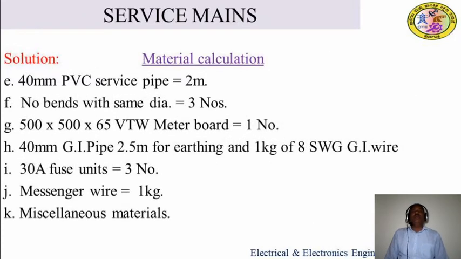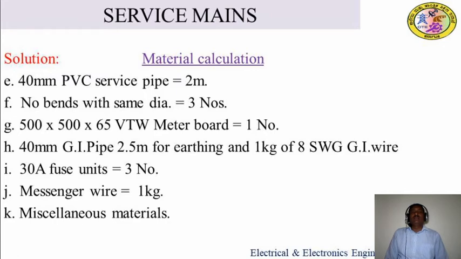Next, 40 mm PVC service pipes, 2 meters required, and you have to select a diameter depending on the number of leads and area of the conductors. Next, the number of bends with the same diameter as the pipe diameter we have taken for the service pipe. We also have to select the same diameter for the bends, and 3 bends should be required.